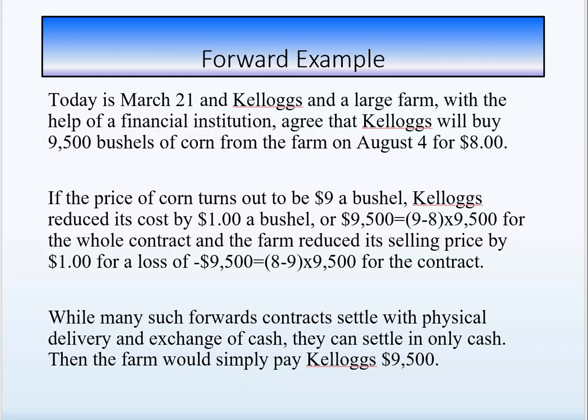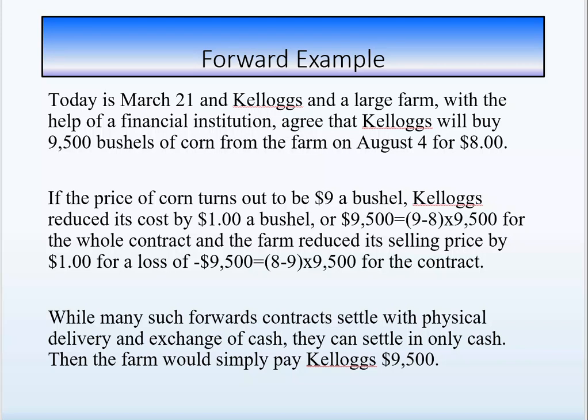Now, what was the motivation for the farmer in this transaction? The farmer wanted to lock in a selling price. And in this case, they locked in a selling price of $8 a bushel. The price of corn could have easily fallen from March 21st to August 4th, well below $8, and that's what the farmer was at risk of: having to sell their product, their goods, at a low price.